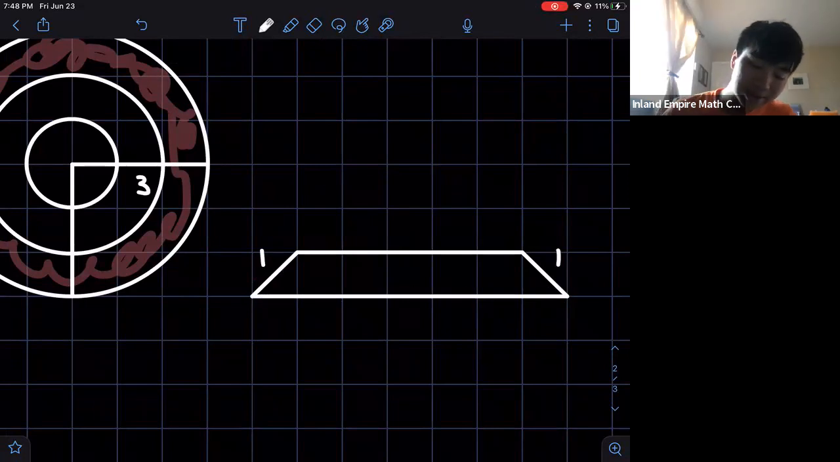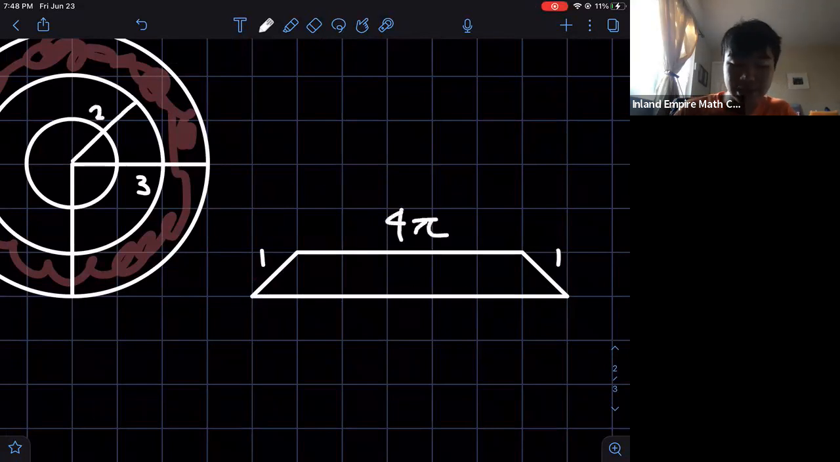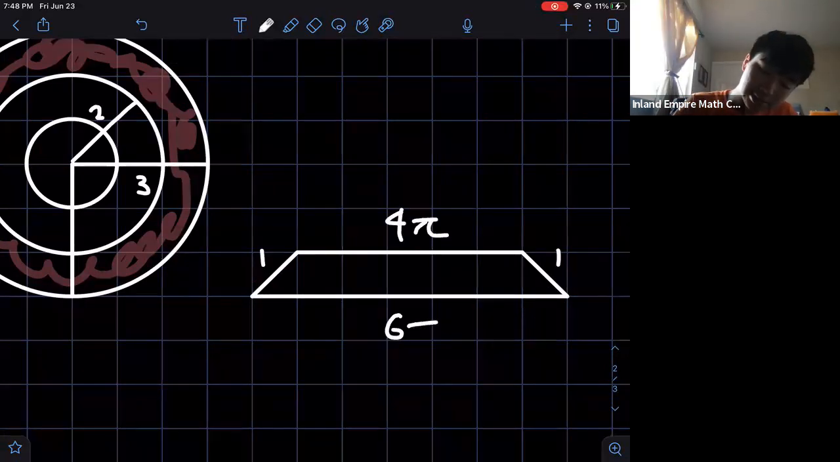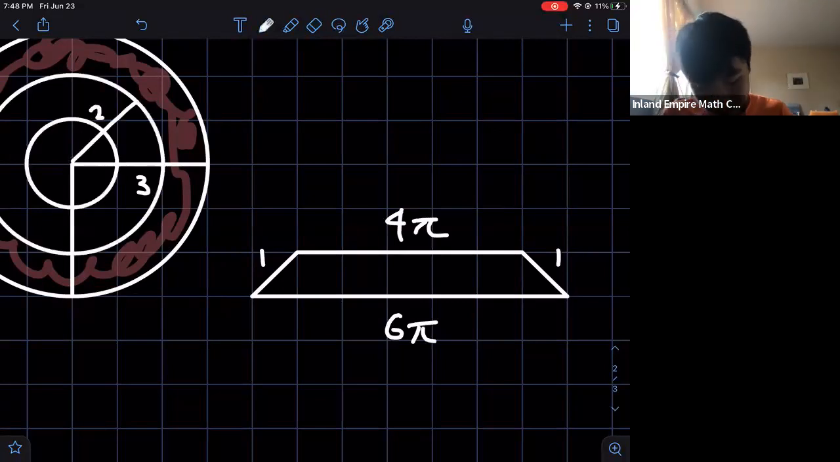And we know that the middle length is going to be equal to, well, the radius of this circle is going to be 2, which means that it's going to be 4 pi in the middle, and on the outer one it's going to be 6 pi. Like that. Well, we can figure out the area of this trapezoid.